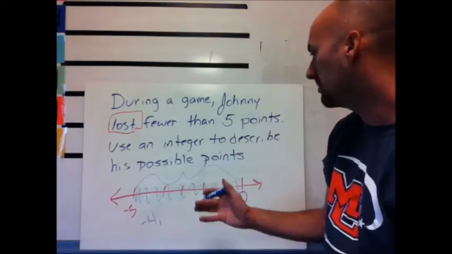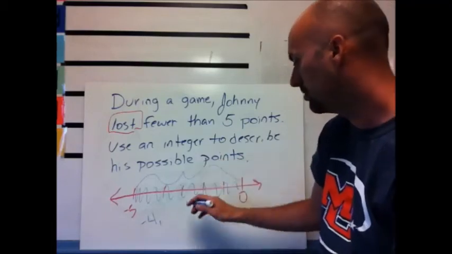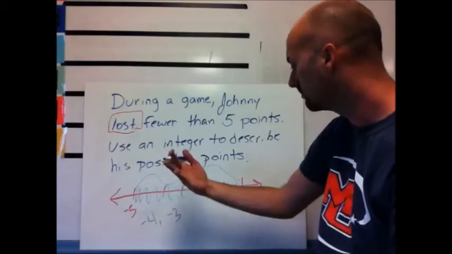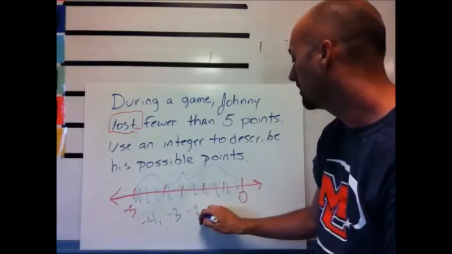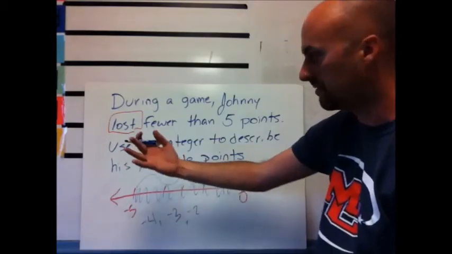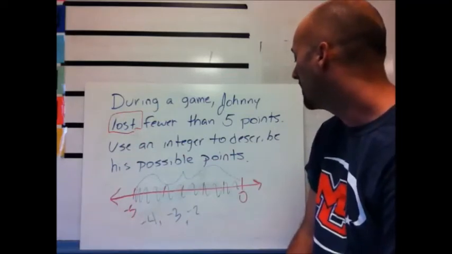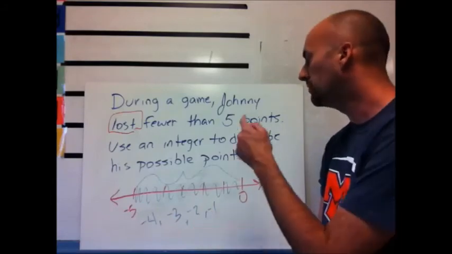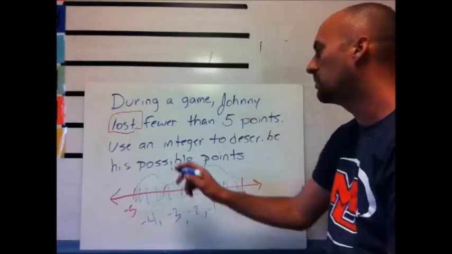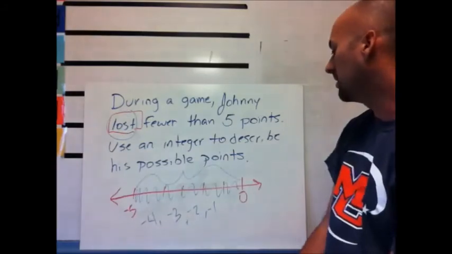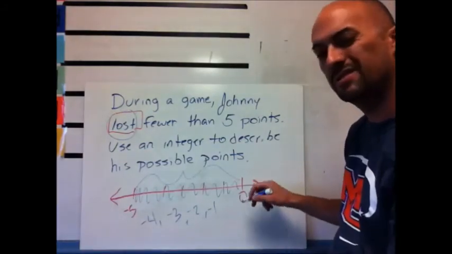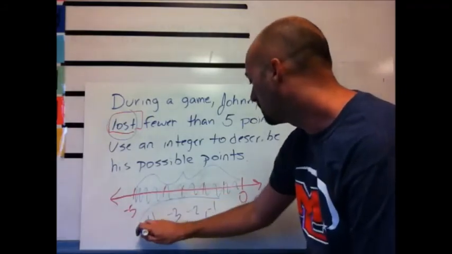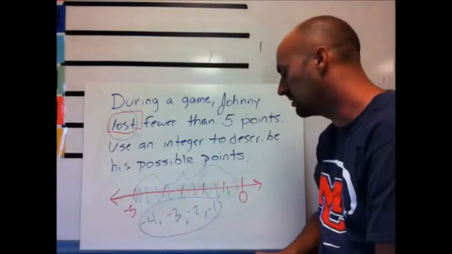If he lost 3 points, is that fewer than 5? Sure. Well, that's -3. If he lost 2 points, is that fewer than 5? Absolutely. So -2. If he lost 1 point, is that fewer than 5? It is. What if he lost no points? Well, that's fewer than 5, but since we know he lost points, then 0, if he was at 0, then he didn't lose any points. So that's not possible. So here is our possible point values for Johnny during this game.